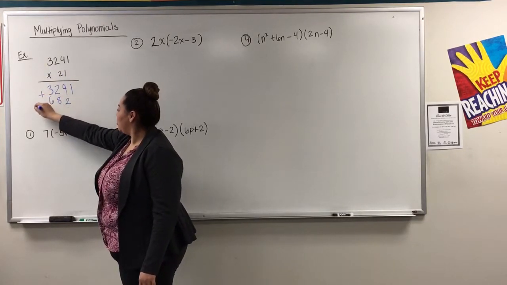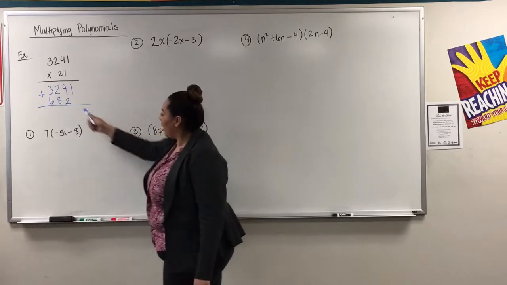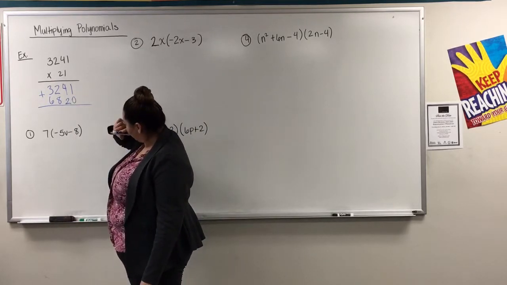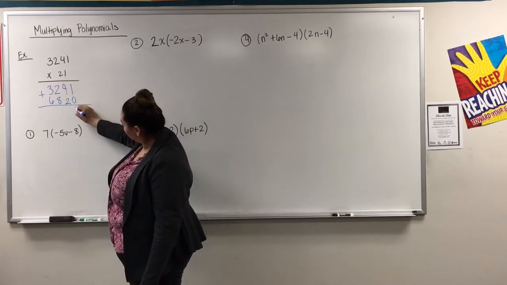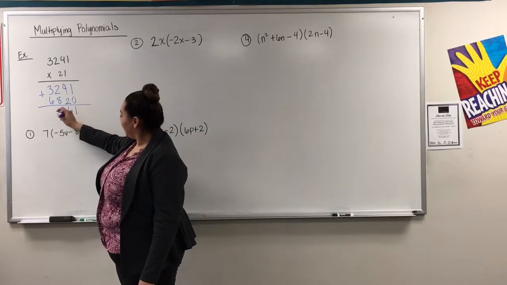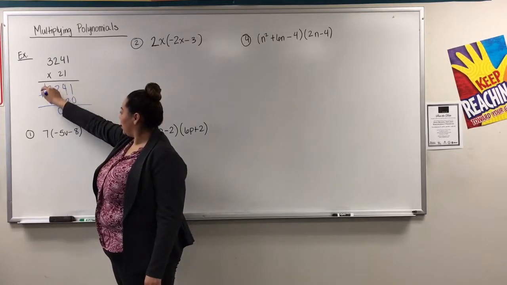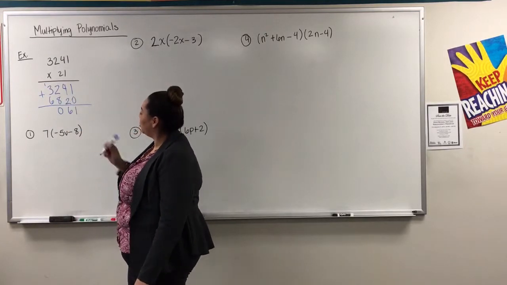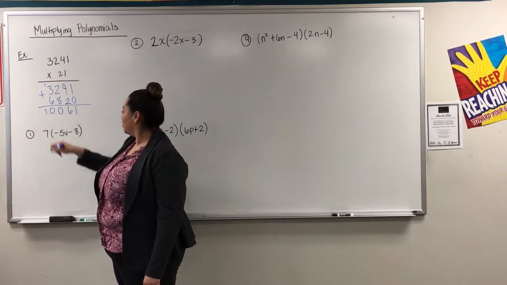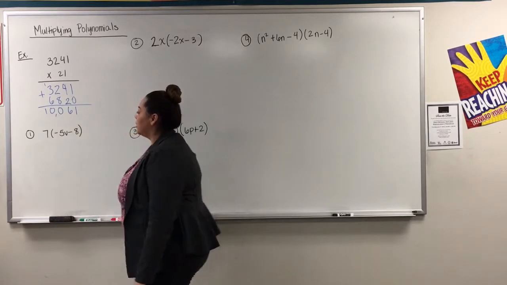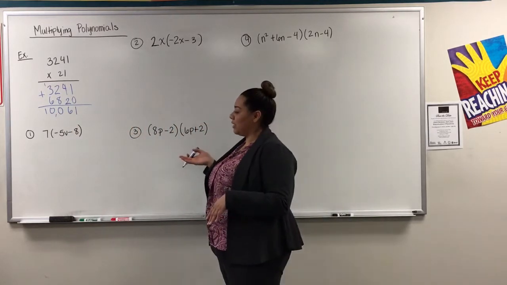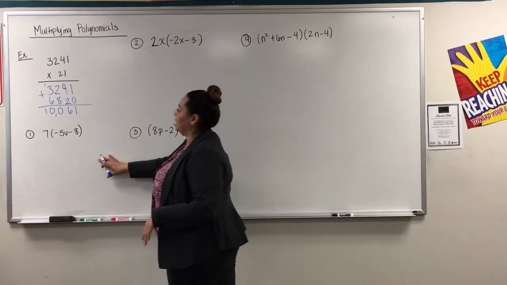Next step, what we do, we add. We don't have nothing underneath the 1. We can put a 0 right there just to make it easier. 1 plus 0 will just be 1. 4 plus 2, 6. 2 plus 8, 10. So we say 0 and carry the 1. And 3 plus 6 is 9 plus that 1 will be 10. So the answer for this one will be 10,061.